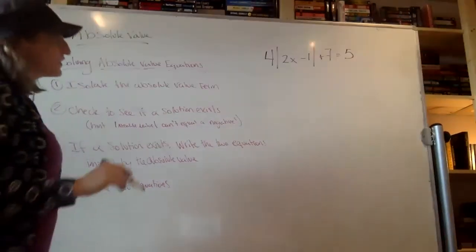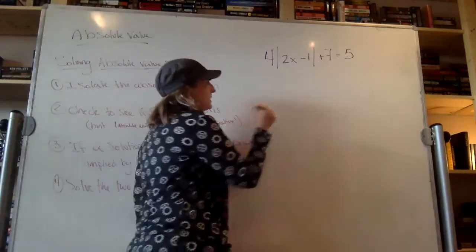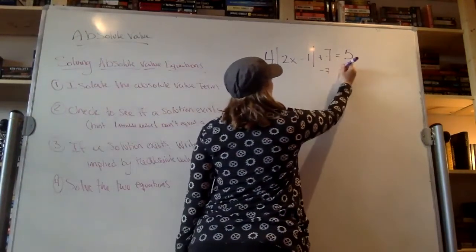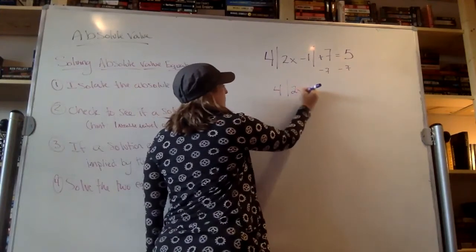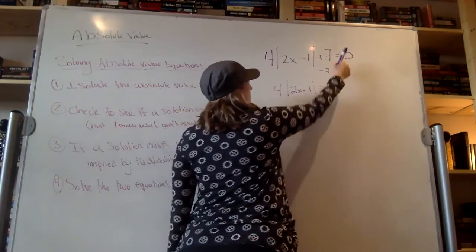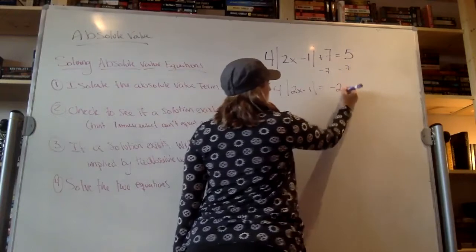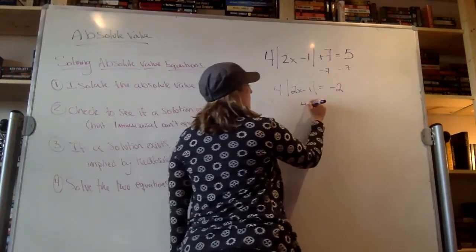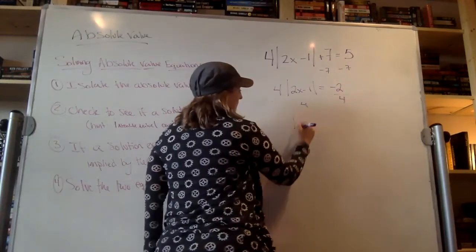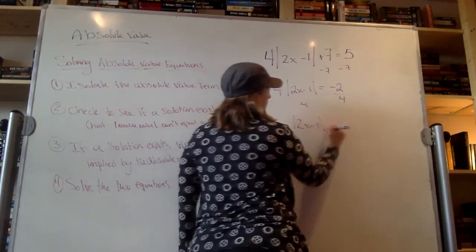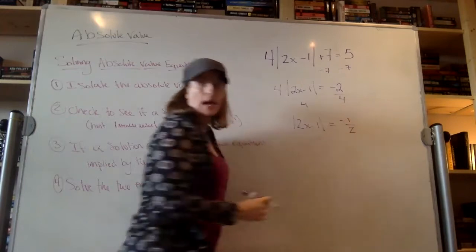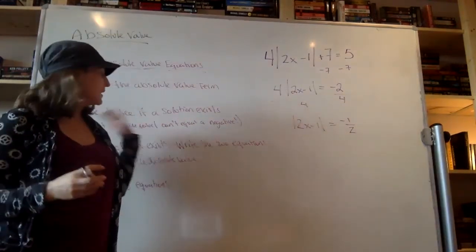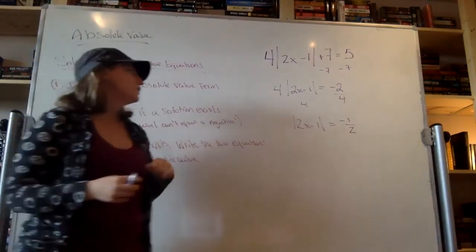All right, here's another example. So first step, always isolate that absolute value. I'm going to subtract 7 from both sides of the equation. We'll have 4 times the absolute value of 2x minus 1 is equal to 5 minus 7 is -2. I'm going to divide both sides by 4. We'll have the absolute value of 2x minus 1 equals -2 over 4 is -1/2. Now, from here, we're going to get to the second step, which is check to see if a solution exists.